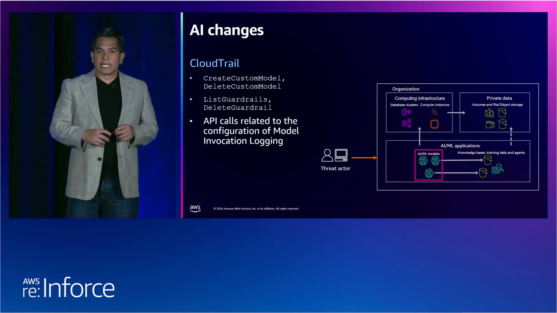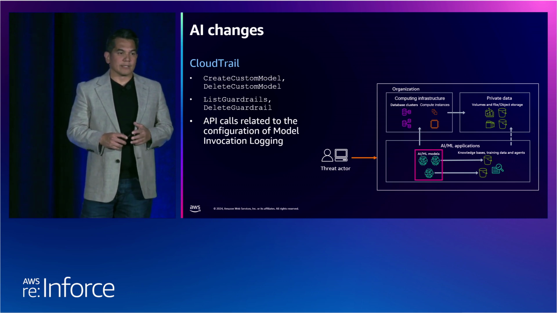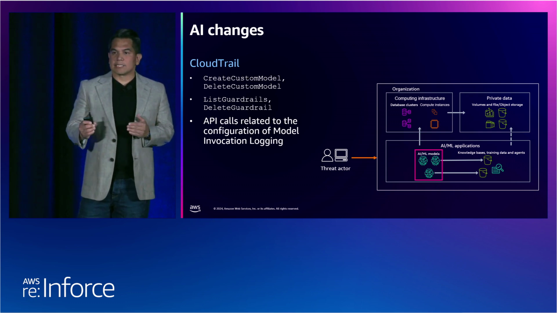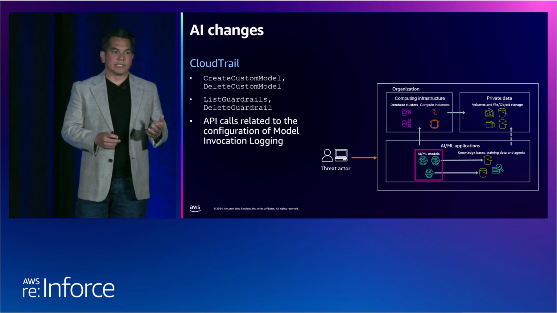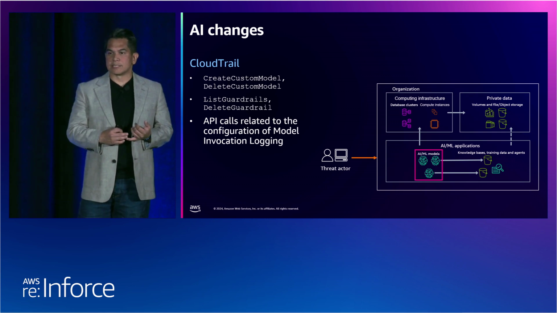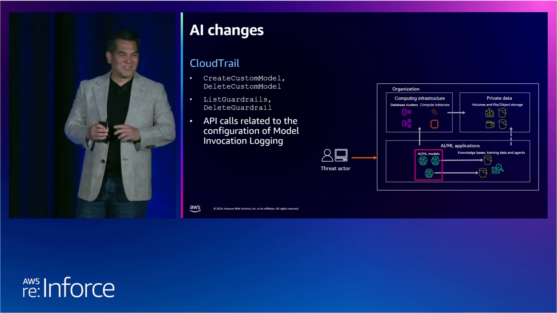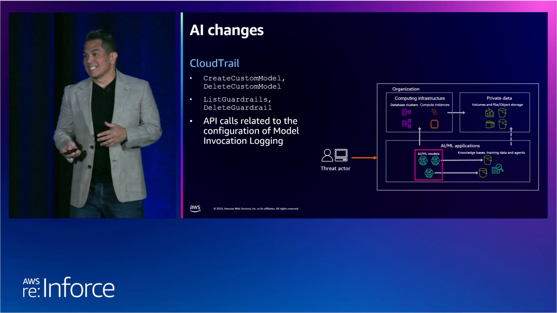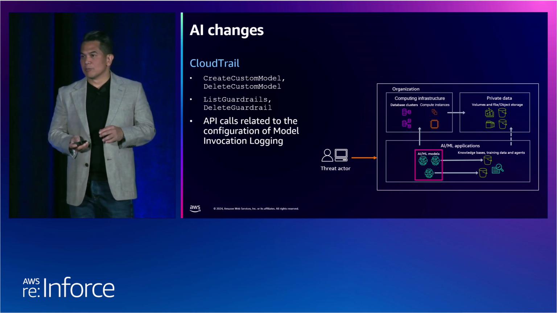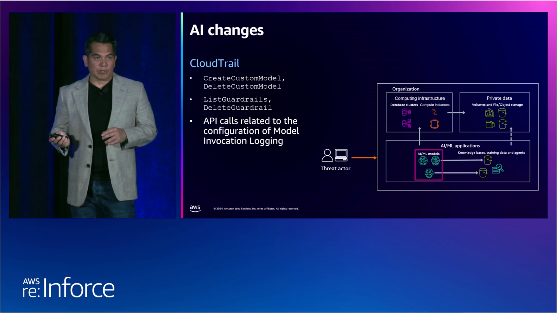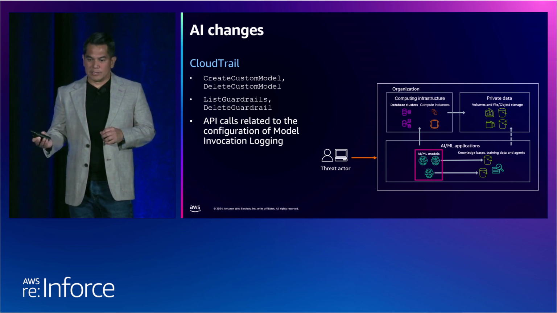There are also calls related to model invocation logging. So we talked a little bit about how important model invocation logging is, but a threat actor can actually remove the logging configuration, and what you'll see is API calls such as delete model invocation logging configuration. I think that's right, right? I mean, it's so long, but anyway, it's in the API reference for Bedrock if you need to know more detail. And I'm going to cover model invocation logging in a little bit in some future slides.